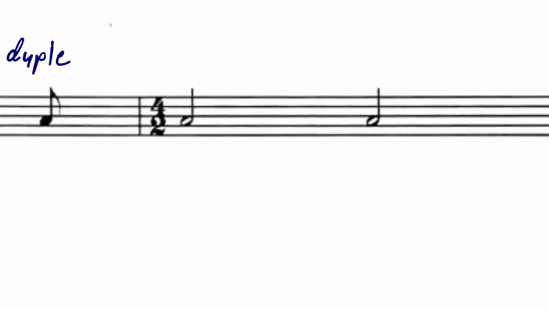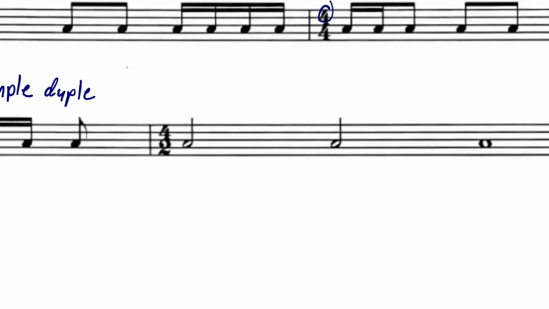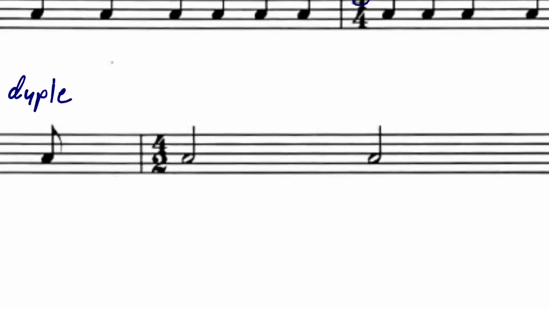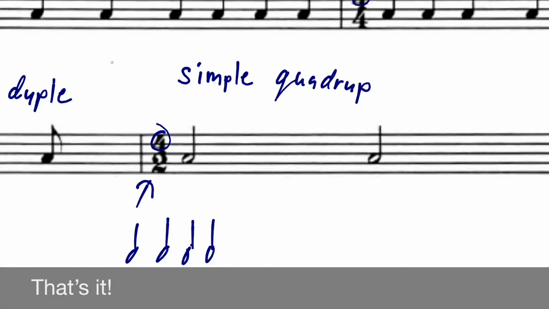And finally we get to the last example in this assignment, and that is 4/2. So we have 4 main beats. What is the beat unit? Well, we're counting half notes. You know, 1, 2, 3, 4 of those guys, but doesn't matter. The main thing is that we're counting 4 of them, and so it's simple, as always. And then quadruple. And that is it.